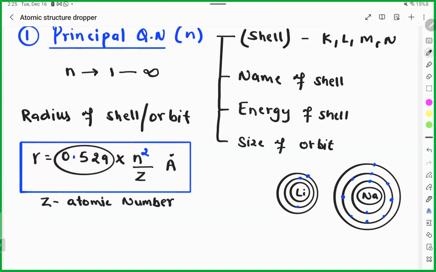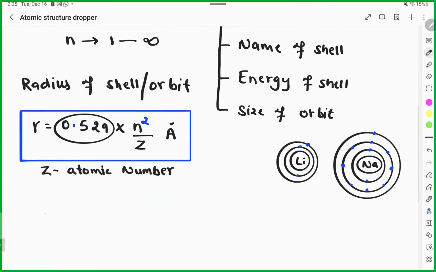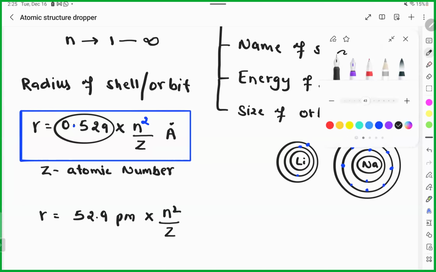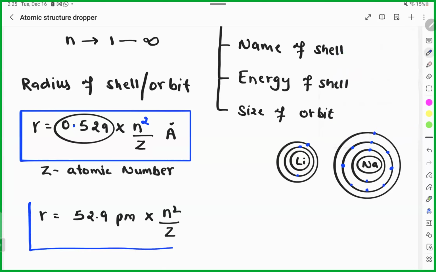0.529 angstrom. And sometimes you can convert this into picometer also. In picometer, it will be 52.9 picometer multiplied by n squared by Z. Remember, the unit can vary, and this is a very popular thing asked in the exam. Tell me, guys, any doubt?